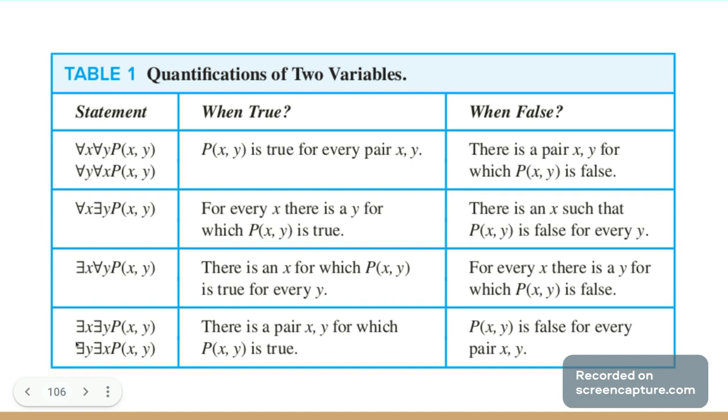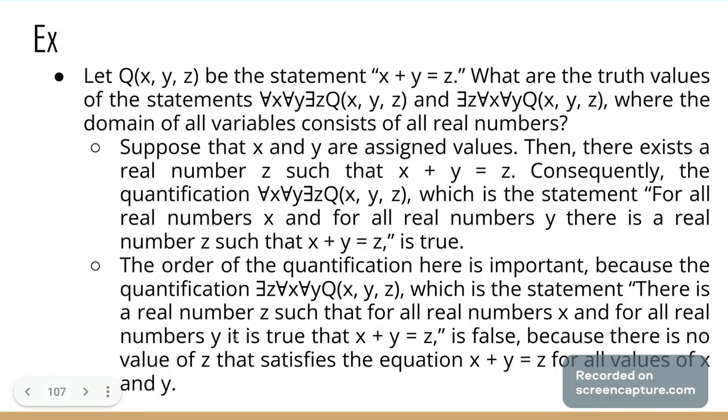Then we have there exists x, there exists y pxy, and there exists y, there exists x pxy. Here there exists a pair x comma y such that pxy is true. If there is at least one value of x and y where pxy is true, then these statements are true. Otherwise, the statement is false.